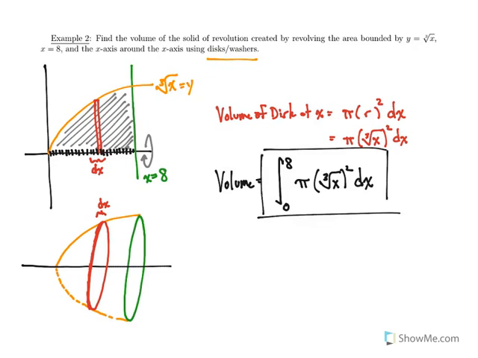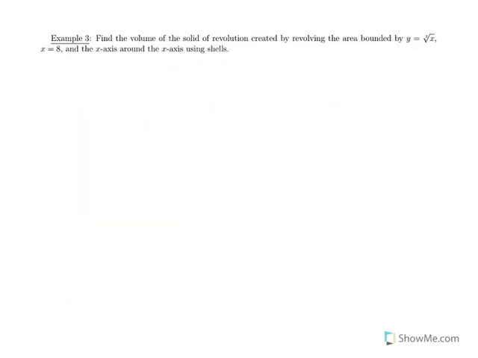That's using the disc and washer method. We can also do this using the shell method, and we'll see that right now. So same problem, except this time we're going to use shells instead. So same picture. Here's our x equals 8. Here's our cubed root of x.